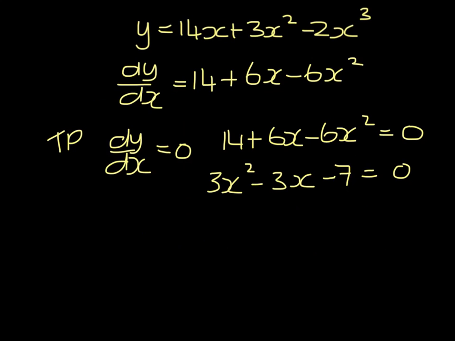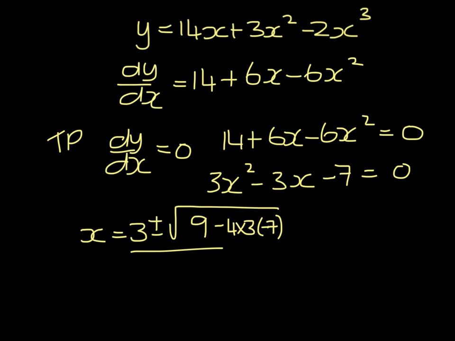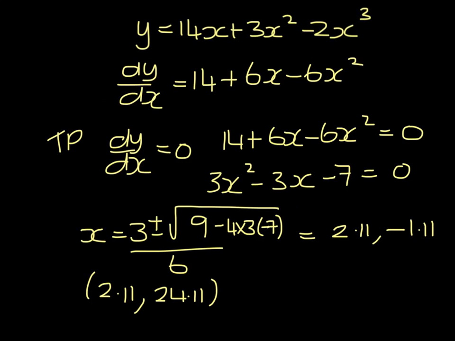That doesn't factorise, so we're going to have to use the quadratic formula. x equals minus b plus or minus the square root of b squared minus 4 times a times c, all over 2a, which gives two answers, 2.11 and minus 1.11. Substituting these back in to get y values, when x equals 2.11 we get a y value of 24.11, and when x equals minus 1.11 we get a y value of minus 9.11.